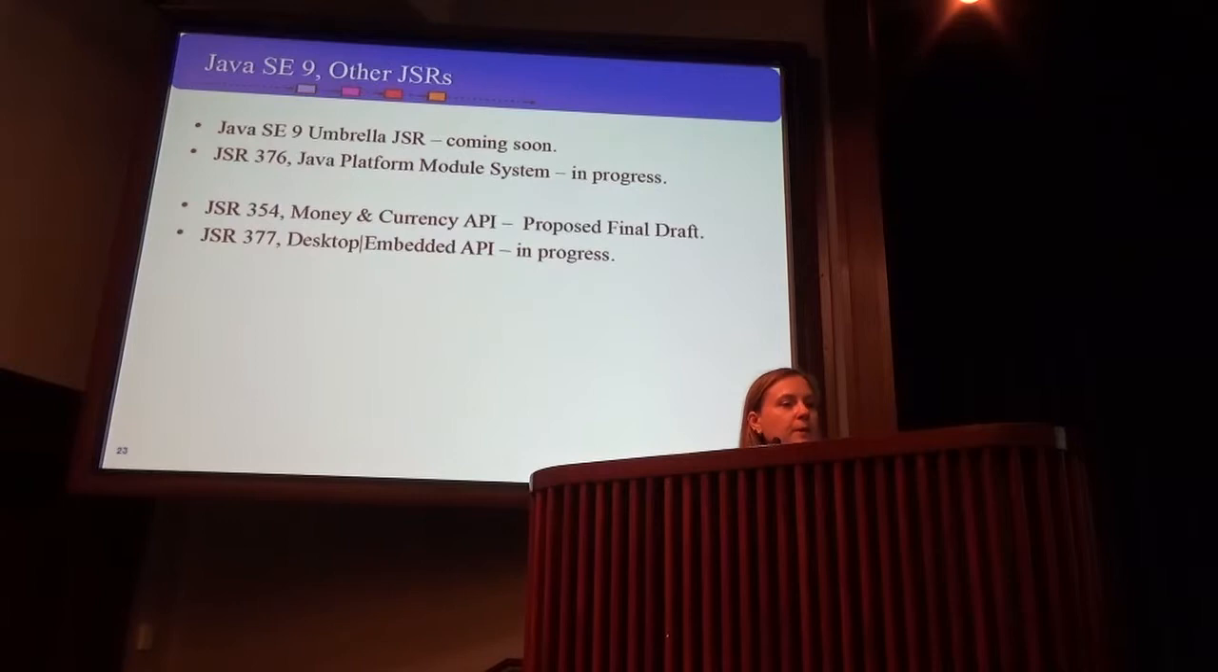So right now we have JSR 376 for SE. Many JUGs fall underneath the umbrella JSR, but this one particular JSR has already been filed for Java SE 9. That's the Java Platform Module System. We will have the Umbrella JSR coming soon and some other JSRs as well.